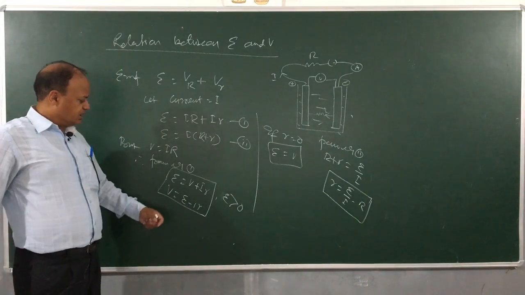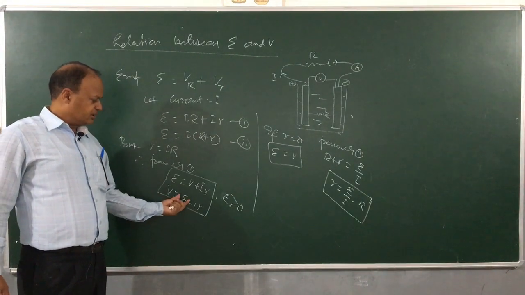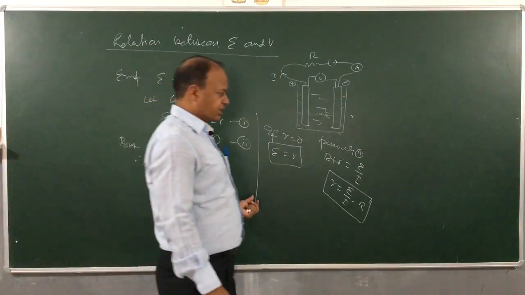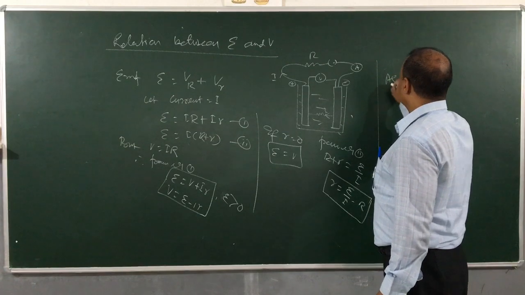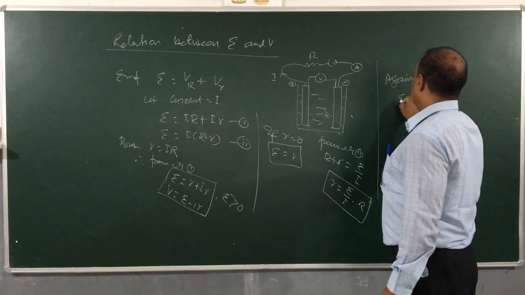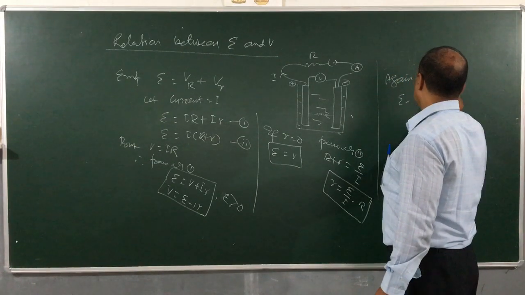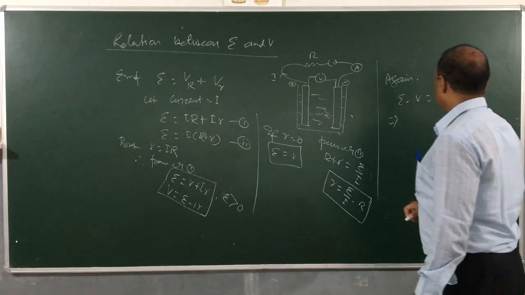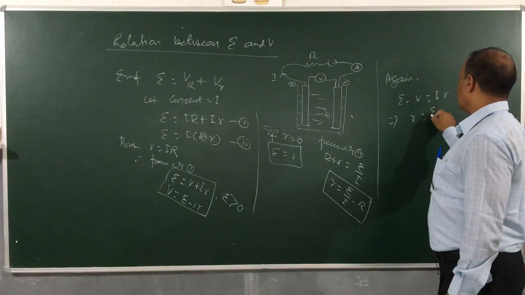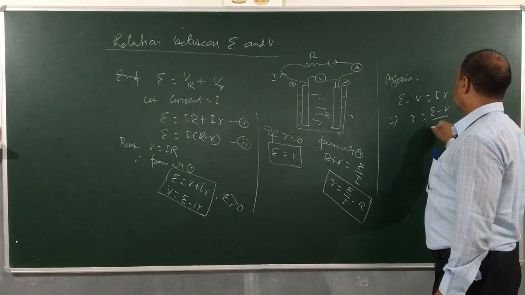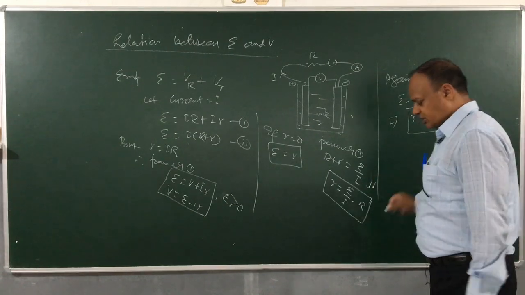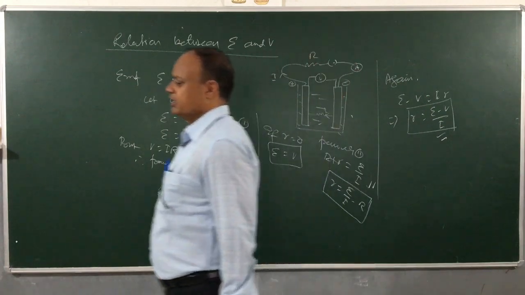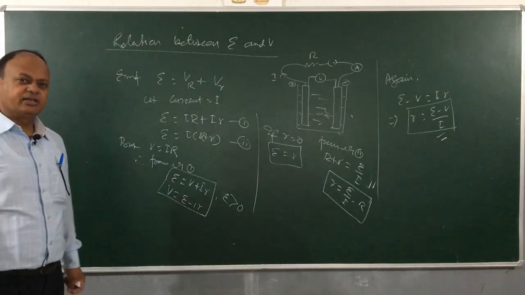If I use this equation for calculating internal resistance, then I can also say like this. Again, E minus V is equal to I into small r. So we have small r is equal to E minus V by I. So these two equations will be important equations for calculating the value of internal resistance of a given cell.